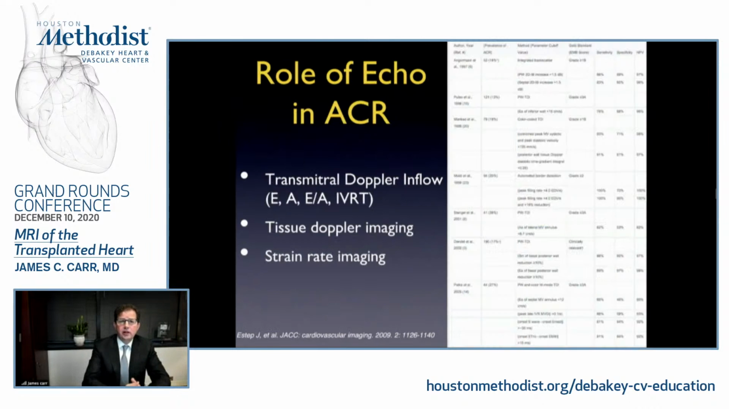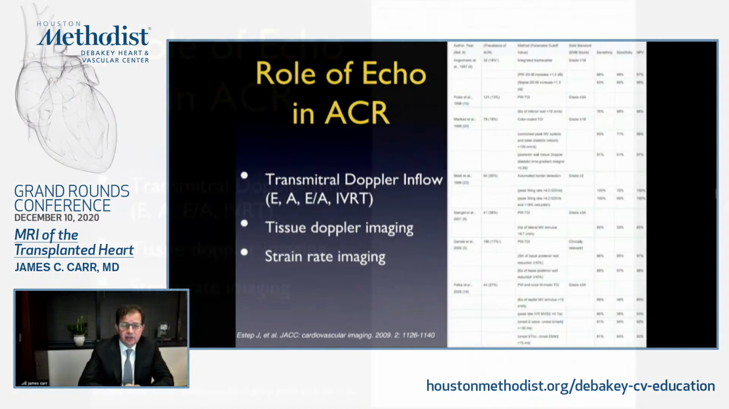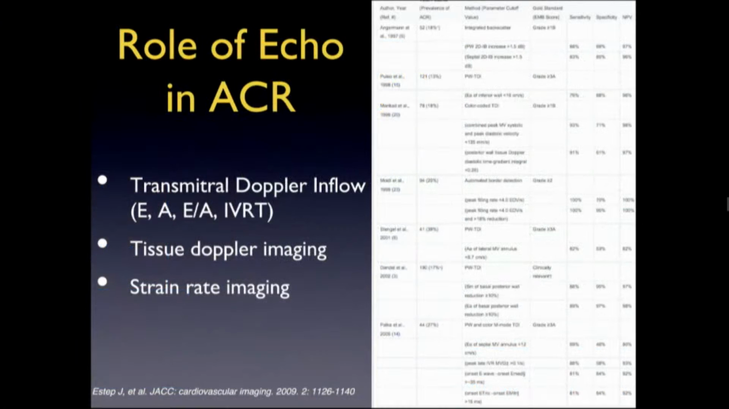Echo has been well documented to have a role in the detection of acute rejection. I'm not going to go through all the studies in this slide, but you can see that Echo really focuses on measuring particular parameters that may be derived from Doppler parameters such as E values, A values, E/A, IVRT. These are various parameters that are measured. Tissue Doppler imaging is used. Strain rate imaging is also used.